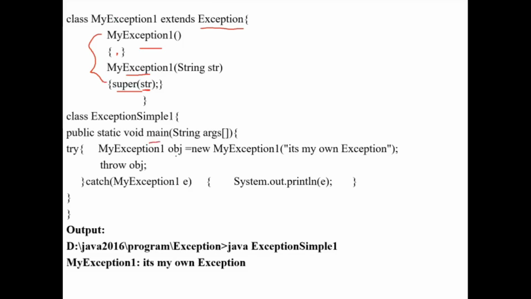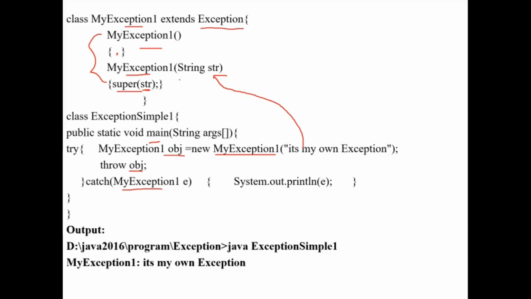In the main function I'm creating an object for my exception one. This my exception one is created by ourselves, so that is a subclass of exception. Now I'm throwing obj. When the object is created, it will call the constructor. So here I'm creating the object for my exception one, it will call the constructor, and now this str is initialized as it's my own exception.